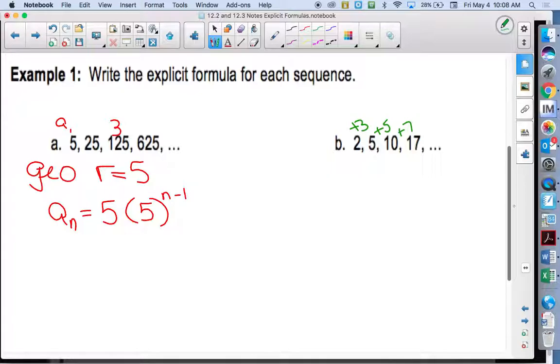No. Why not, Sam? Because you have to add the same or subtract the same number every time. Exactly, it has to be the same every single time. So this isn't arithmetic, and it's not geometric, so this is that case where it's neither. Now, when it's neither, you still have to come up with a formula. These are the ones that are the trial and error problems.